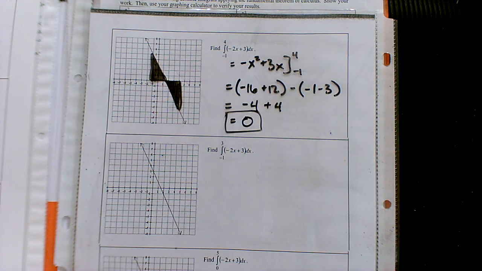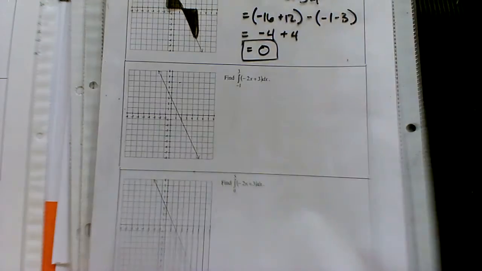So this is what might be confusing. You're getting an area value of 0, but that doesn't mean you don't have any area. Sometimes that might be the case, but it also could mean that you have the same amount of positive and negative area. We have to be careful with that. So you can have two different conclusions there. Let's try the next one.